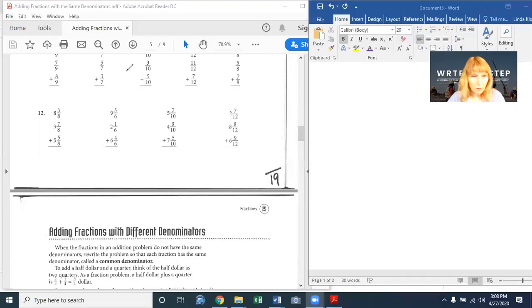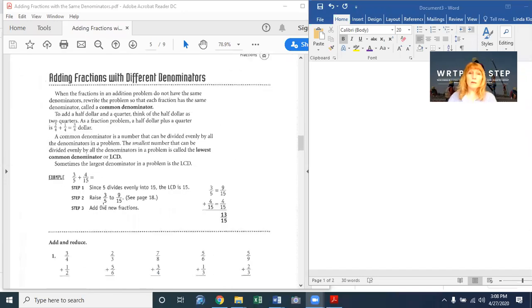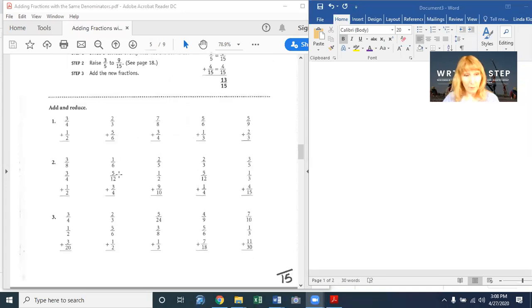Okay, now I'd like to go to the next level here. Now we're going to change to where we have different denominators, and we have to do an extra step for that. So I'm going to actually roll this up a little bit higher. You're welcome to look at those examples as well after the video too.